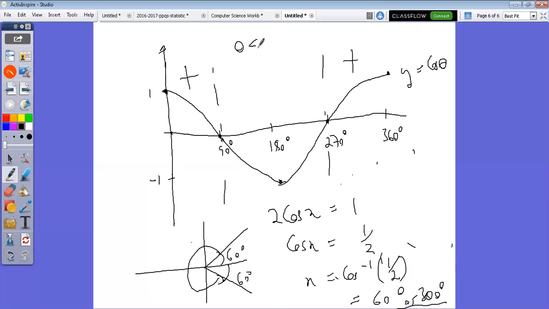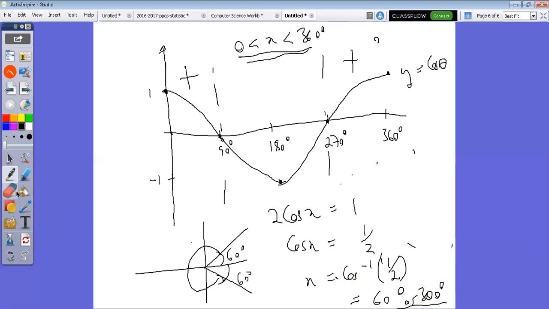If they say a range of 0 up to 360, then it's that. But if they'd said the range of 0 up to 180, then 300 is above 180 altogether, so there would be only one solution. Exactly? Yes. Okay. Making sense? I hope we are making sense here.